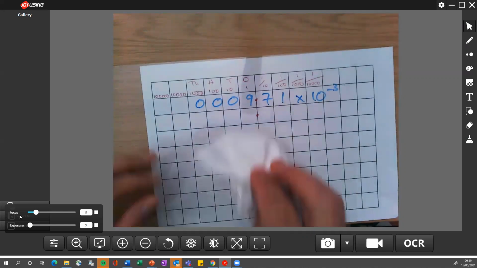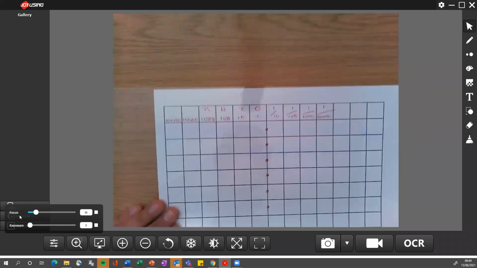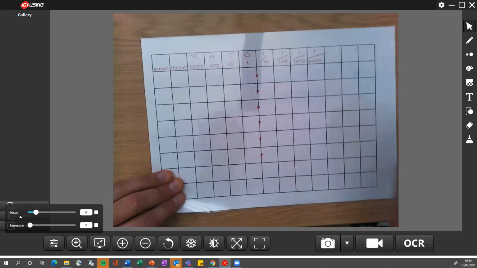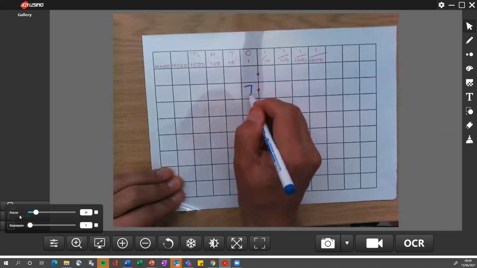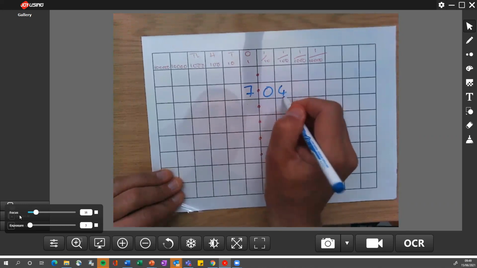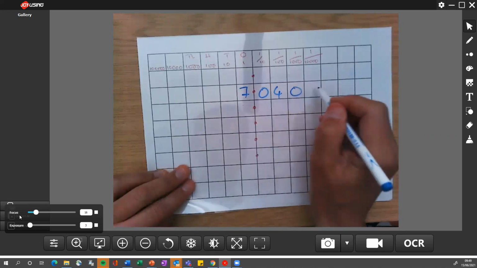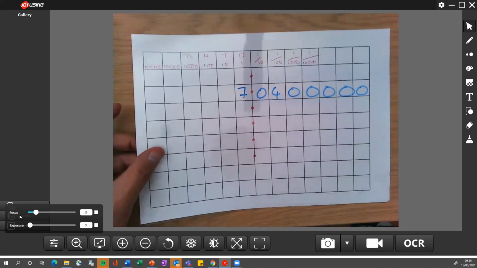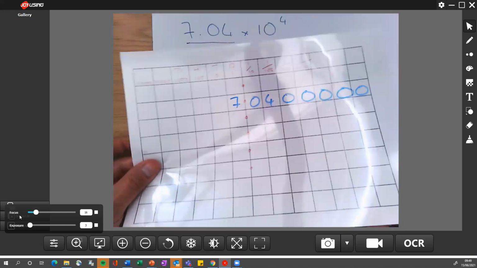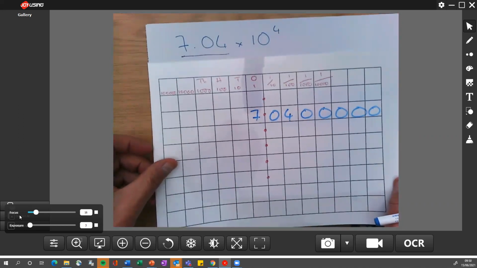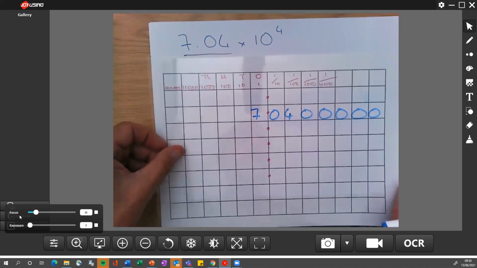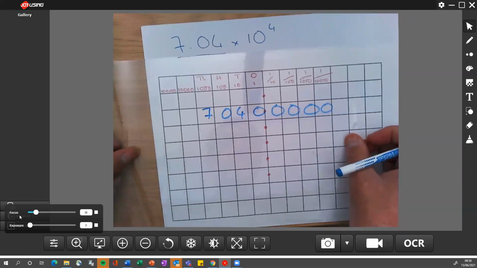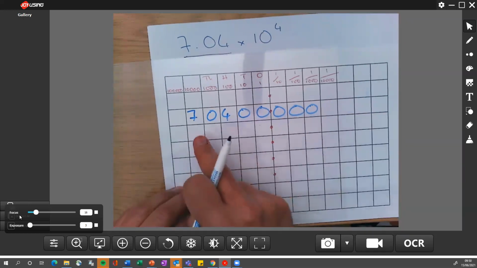So I'll just rub out the previous question. And the number that we had was 7.04. Now, again, we've got to put in more zeros and put plenty in. I'll put in loads there. The 10 to the 4, just popping that up. In fact, let's leave that underneath. The 10 to the 4 tells me to move the digits by 4 steps. 1, 2, 3, 4. There it is.